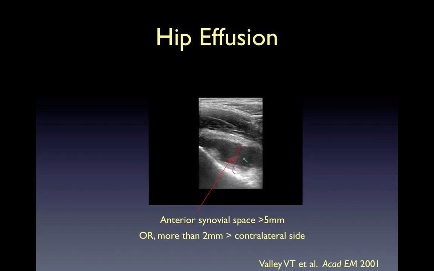In children, an effusion is abnormal if it measures greater than 5 millimeters from the cortex of the femoral neck to the anterior layer of the joint capsule, or if the effusion is more than 2 millimeters larger in size than the contralateral side. In adults, an effusion is considered abnormal if it measures more than 5 millimeters in width and extends along the entire length of the femoral neck.